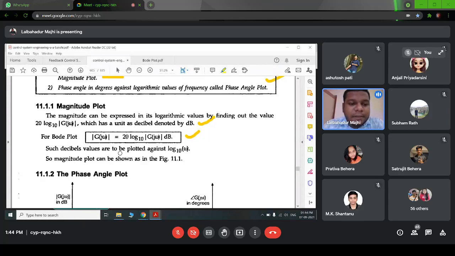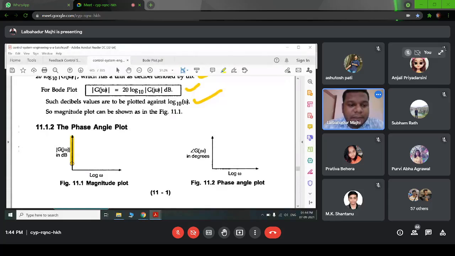Such decibel values are to be plotted against log base 10 of omega, because we are varying the frequency here. We know s equals sigma plus or minus j omega, so as we are doing the frequency response, we will only consider the j omega part. On the y-axis we will have the magnitude in dB, and on the x-axis log of omega. Similarly, in the phase angle plot, it will be the angle of G(jω), and on the x-axis it will be log omega.